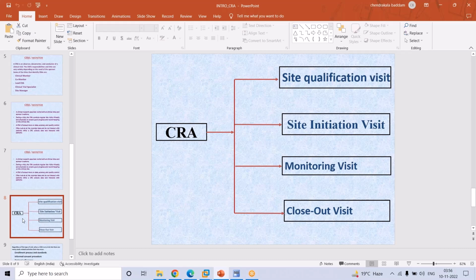So throughout the life cycle of the clinical trial, CRA will be conducting 4 types of visits. Site qualification visit, site initiation visit, monitoring visit, site monitoring visit, and site closeout visit. So regular monitor visits will be broken down into 4 types. Pre-study, initiation, monitoring, closeout.